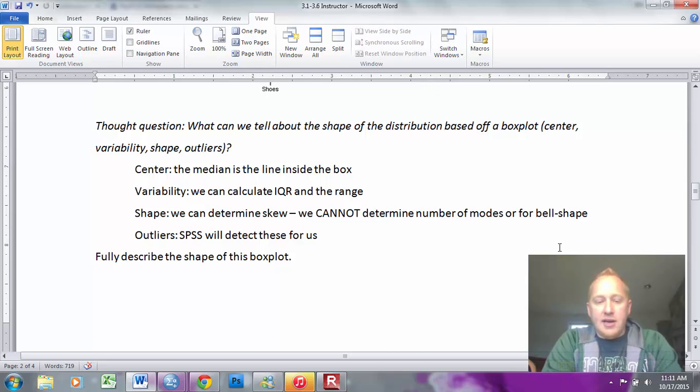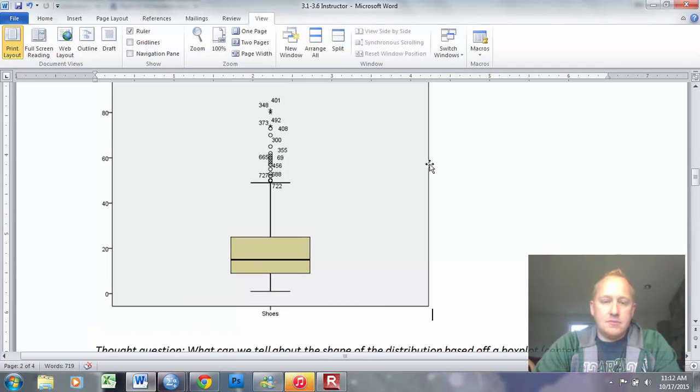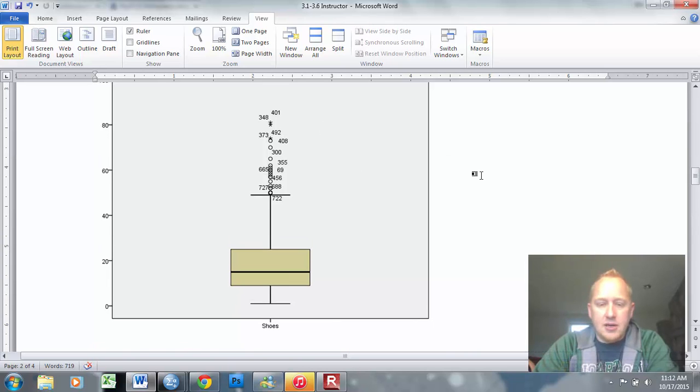And then finally, outliers. SPSS will detect these for us. So all of these guys are outliers. The stars, they're extreme outliers. But again, you don't need to know that.